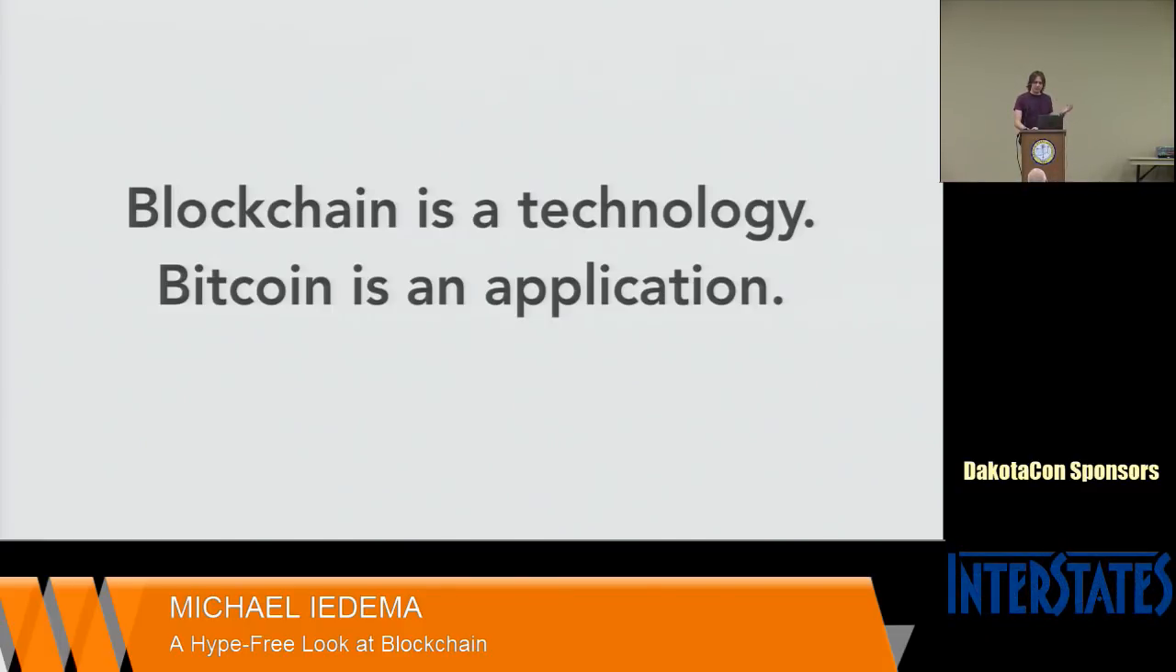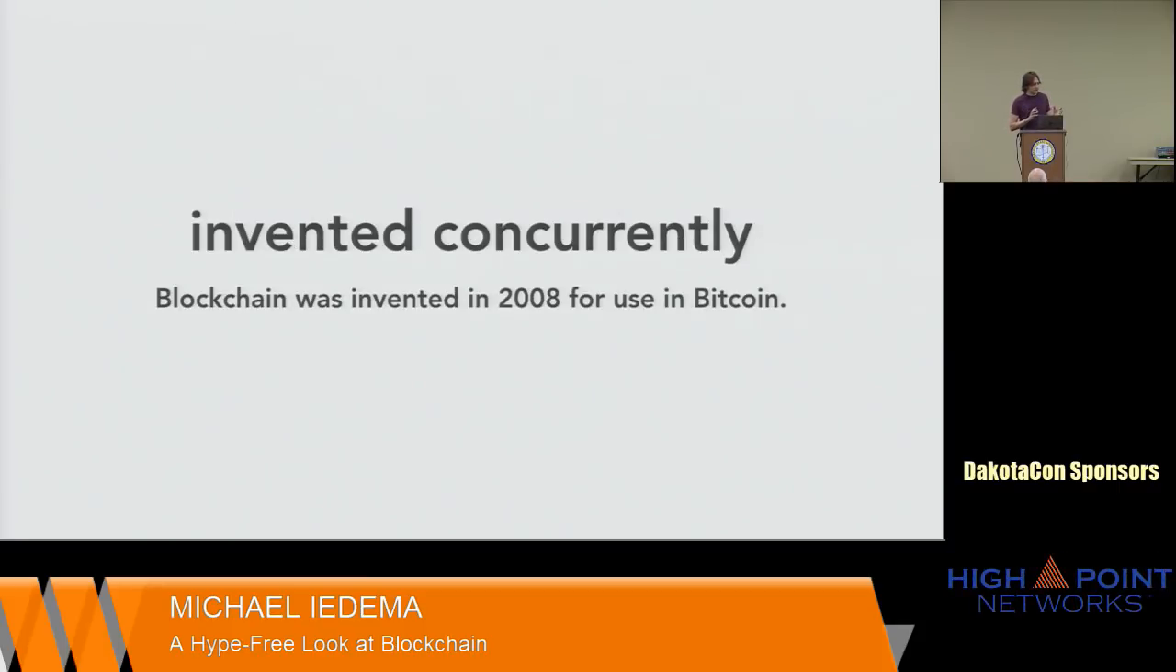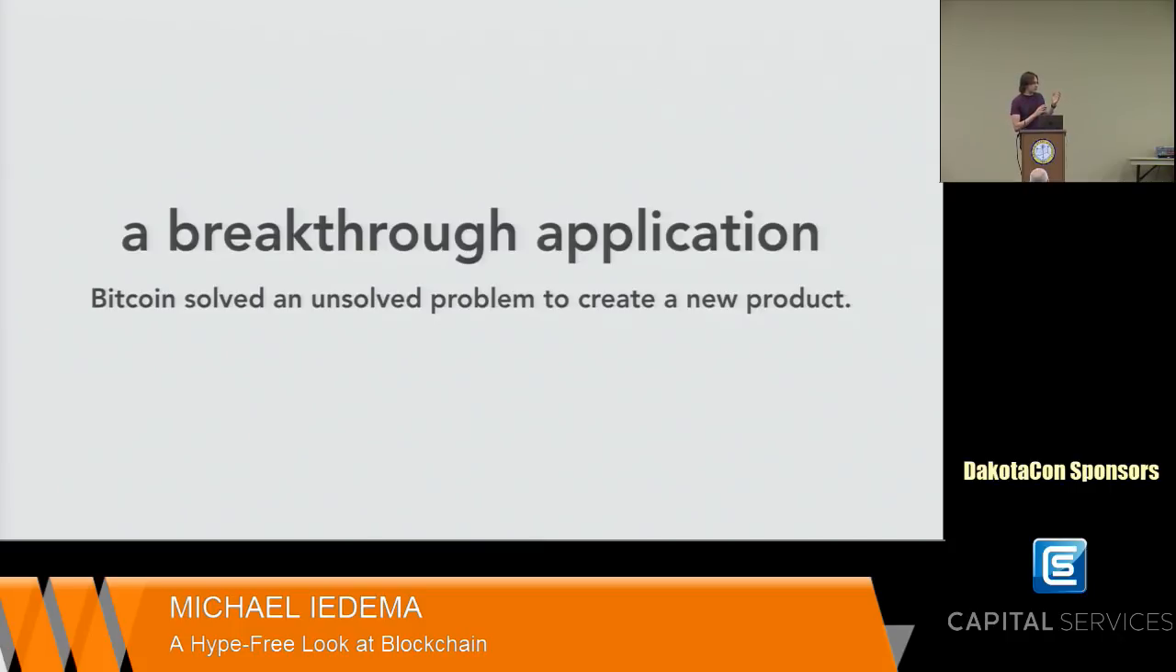Blockchain is a technology. Bitcoin is an application. They were invented at the same time. Blockchain was invented in 2008 for use in Bitcoin. It was a means to an end. Bitcoin solved a previously unsolved problem and created a new product, Bitcoin. This problem was thought about for a long, long time, and we're going to go through the problem. But this was the breakthrough. Blockchain was the thing that solved this fundamental problem that enabled Bitcoin to happen.